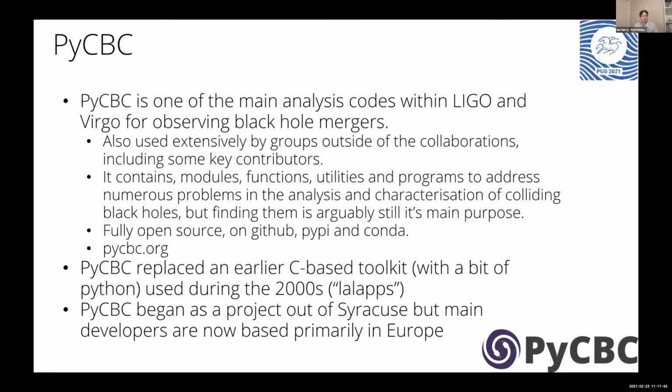It's fully open source, on GitHub, and you can go to pycbc.org to see some documentation and tutorials. This replaced an earlier C-based toolkit, which did have a bit of Python in it, that was used during the early 2000s called LALApps. This was a project that began from Duncan Brown's group out of Syracuse, but with a number of us having now moved on, today most of the main developers are based in Europe, so there has been quite a shift, and increasingly we've got a user base in India that's growing rapidly as well. So we've moved quite a bit towards the Europe-India direction over the last 5 or 6 years now.